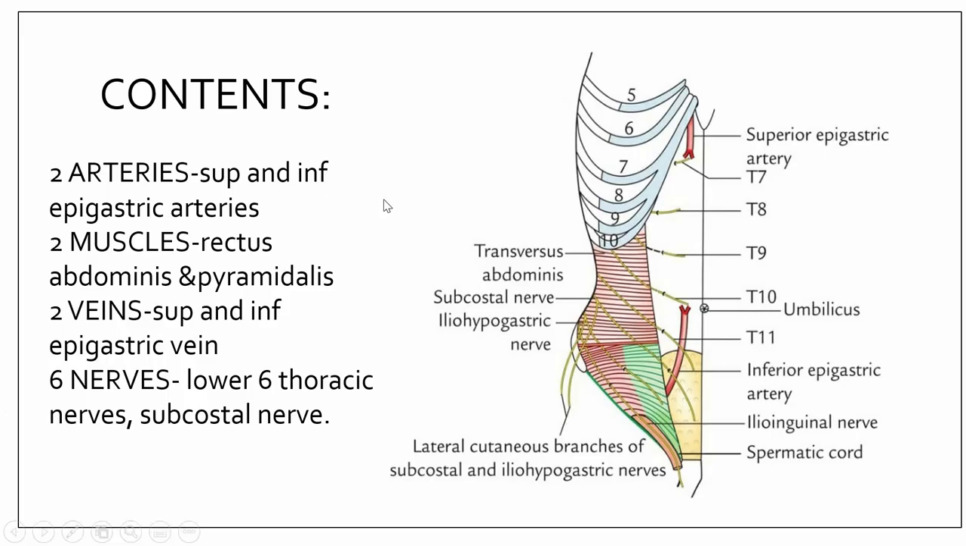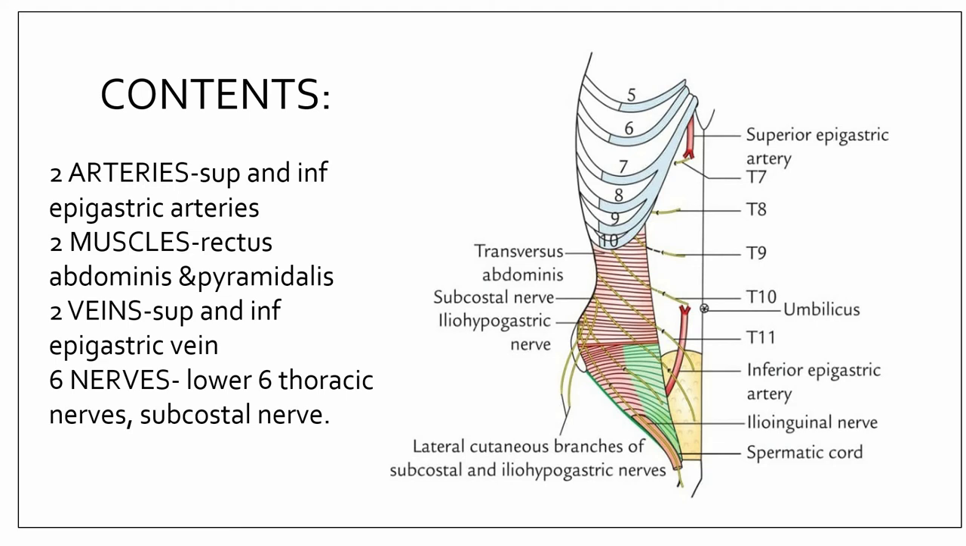So, talking about the contents of the rectus sheath, we have two arteries, the superior and inferior epigastric arteries, and we have two muscles, which are the rectus abdominis majorly and pyramidalis if it is present. And we have two veins, which are the superior epigastric and inferior epigastric veins accompanying the arteries, and we also have 6 nerves. They are the lower 6 thoracic nerves.